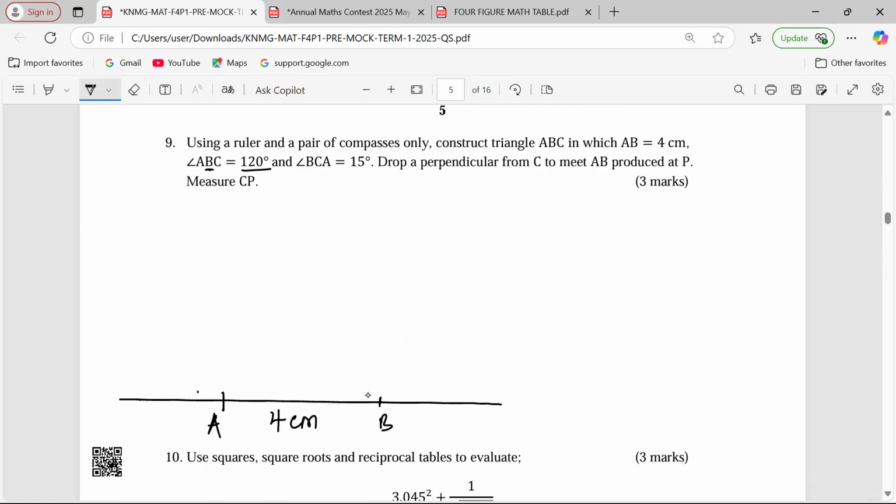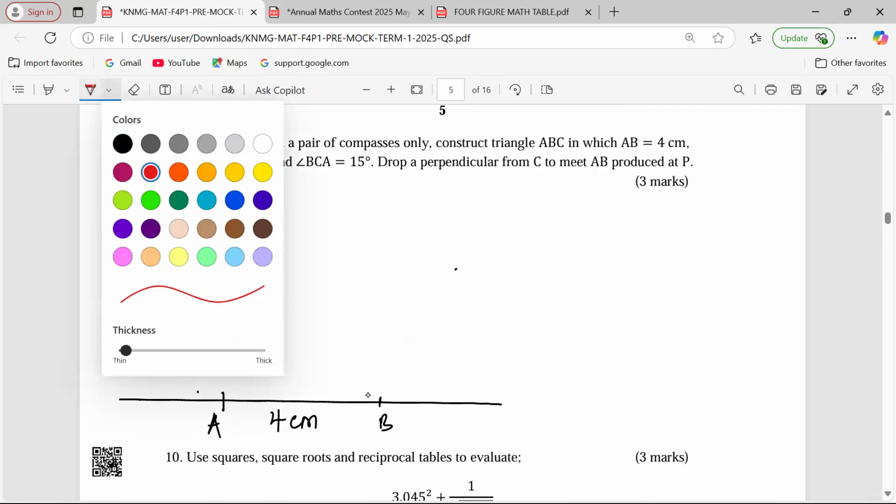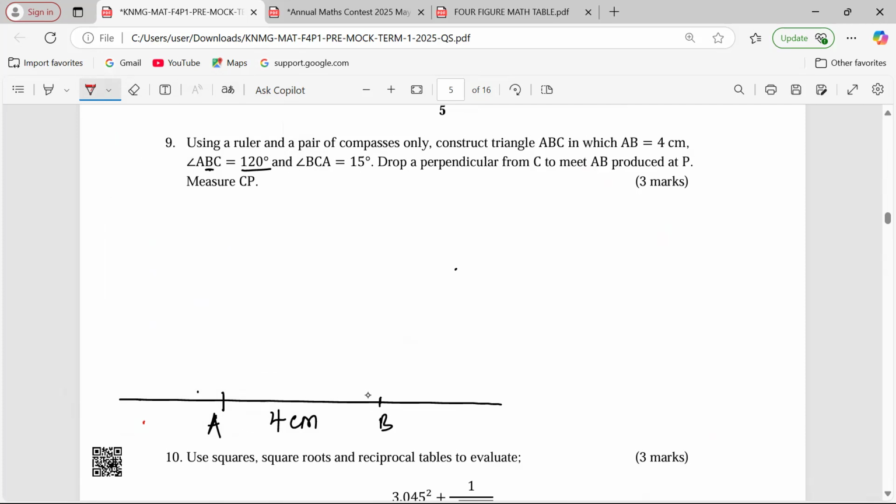And remember, we are using a pair of compasses and ruler only without engaging the protractor. So we are supposed to construct an angle of 60 on the outer side by standing at B. Let me show you how to construct 60. You stand at B and you make an arc. Then you stand on this arc and you cut the upper side. Now when you join that arc, the intersection of that arc with B, you will have come up with an angle of 60 degrees. So you construct 60 degrees that way.